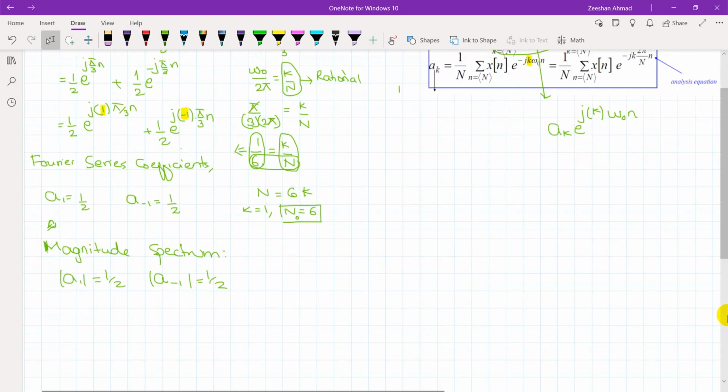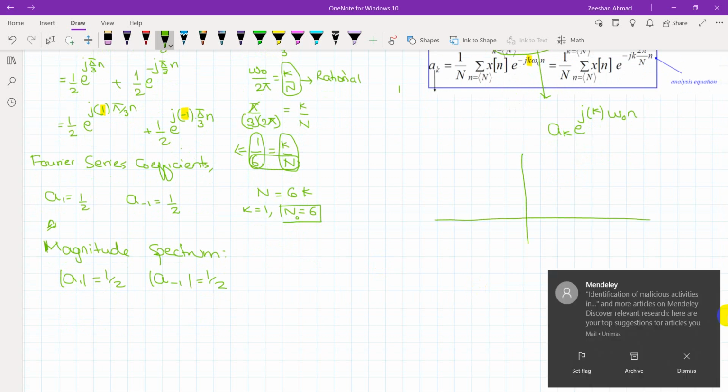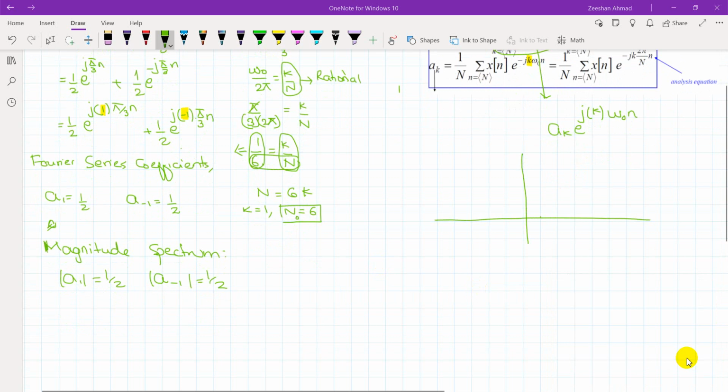Okay, so if we want to plot it, we can say basically this is 1, at 1 I have half, at minus 1 I have half here. Okay, and this is basically half here. This is your magnitude of a of k and this is your k here.